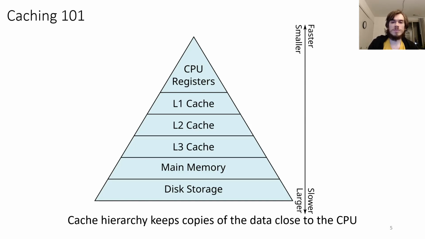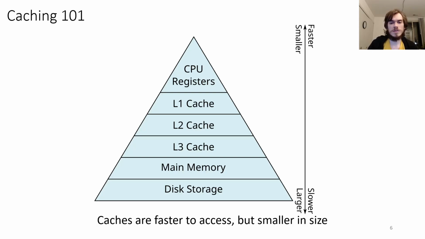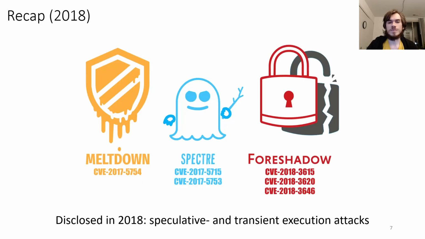So how do we overcome that? Well, we have a cache hierarchy that keeps copies of the data close to the CPU. So we have a level 1 cache that's small and fast, we have a level 2 cache that's a bit larger but a bit slower to access, and finally the level 3 cache can be pretty large but is also pretty slow to access, but still faster than your main memory. So to keep in mind, caches are faster to access, but they're also smaller in size.